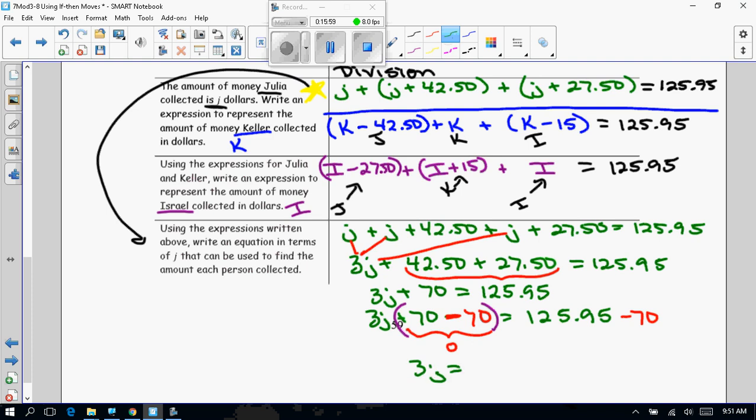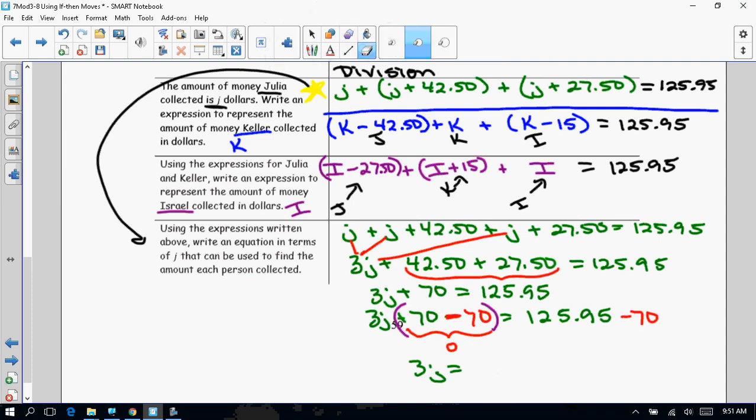So I now have 3j is equal to, and then I just do the subtraction on the other side, which is 125, oh, excuse me, I apologize. It is now 55.95. Let me back that up. Erase this. It's 55.95. Isn't that interesting? I wonder what I could do with that.